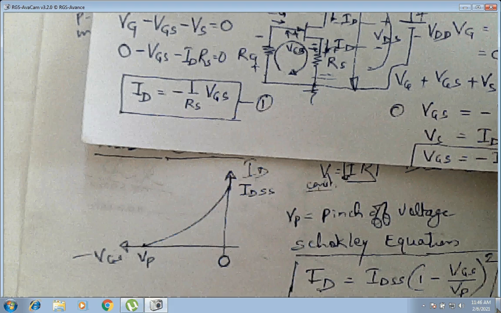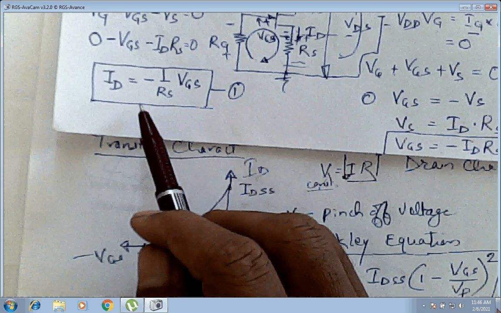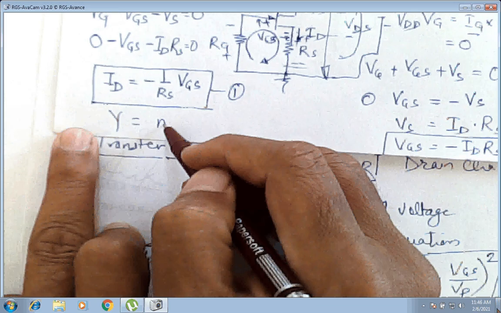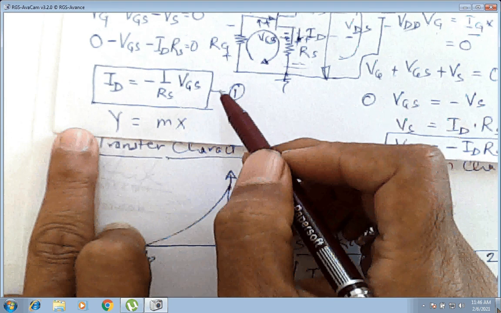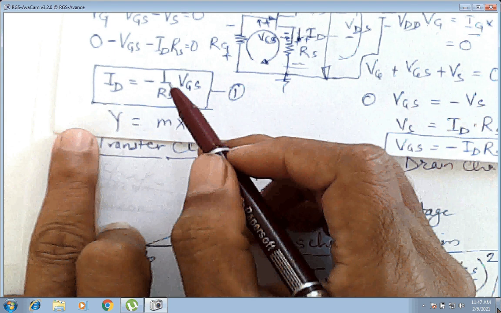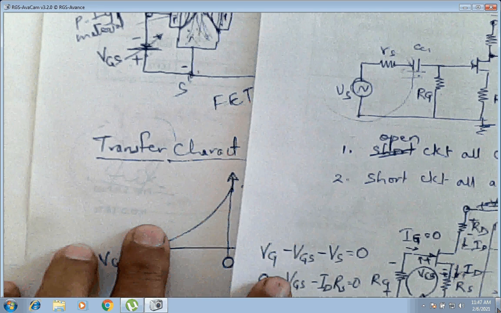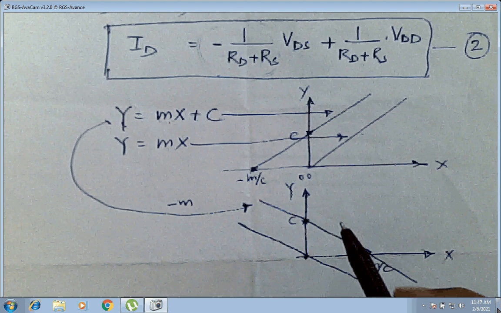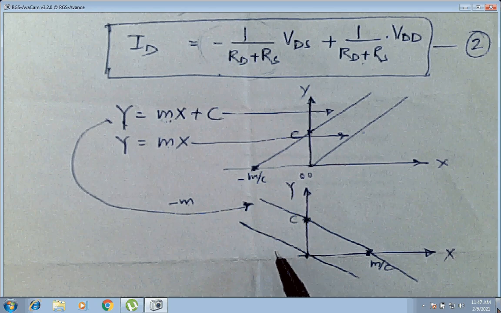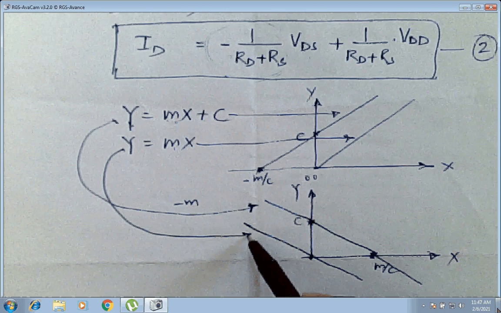ID is equal to minus 1 upon RS into VGS, and this equation is similar to y is equal to mx only. There is no c. There is no other quantity which I can write as c. So y is equal to mx, and m is negative. We had seen the graphs, and again for negative m, this is what the graph will be. Okay, y is equal to mx. From this, we have got this graph.